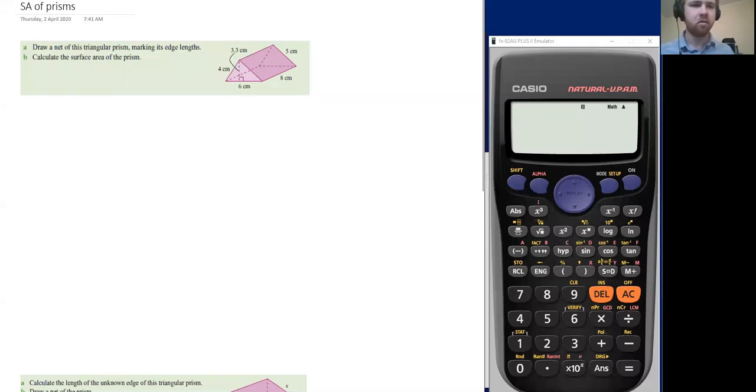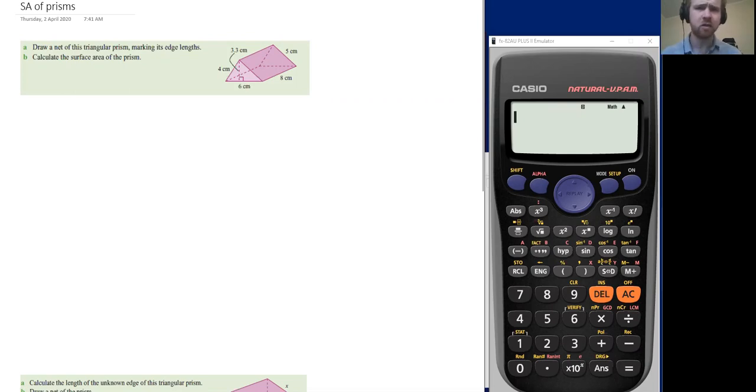All right, U10, we're back with another video looking at surface area. This time we're looking at calculating the surface area of prisms. So a prism is something that has the same shape on two sides and then rectangles that join those two shapes. So here we have a triangular prism as our first example.